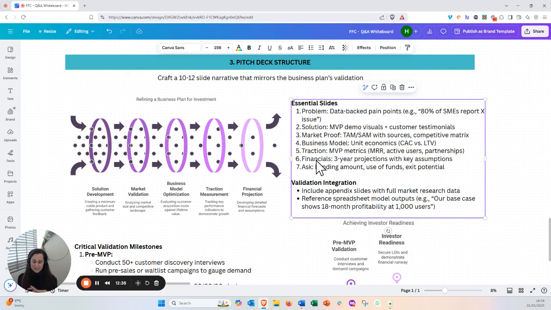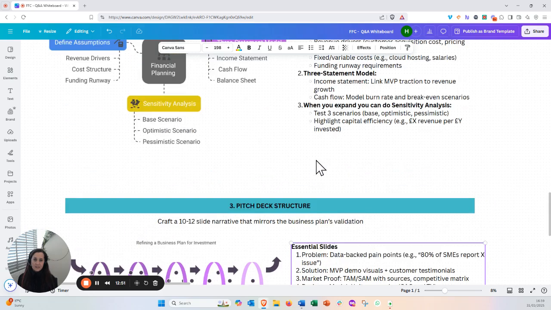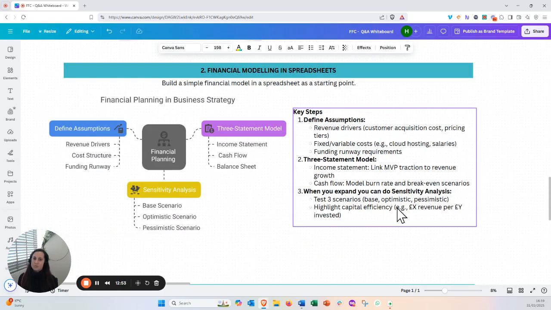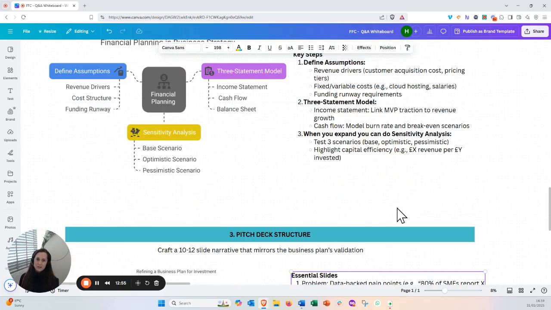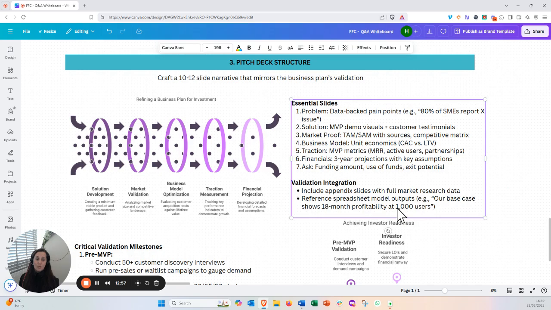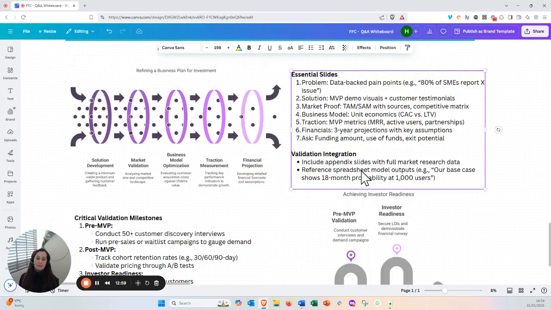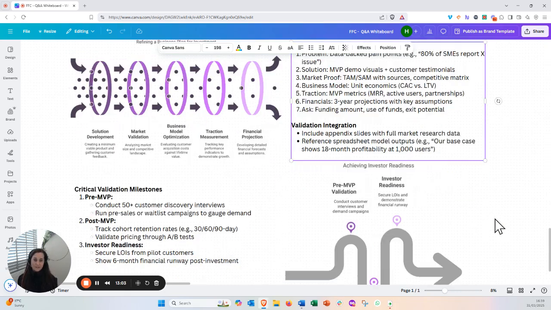And then your projections, so the financials. This is where you would take that base spreadsheet and make it into a shareable 3 to 5 year projection with your key assumptions, and then the ask. Based on the broader options that you've already gone through in the financial model, you'll know how much money you're looking to raise, how much money you need, and what that's going to give you. So that ultimately will give you the ask, the funding amount, and the use of funds.